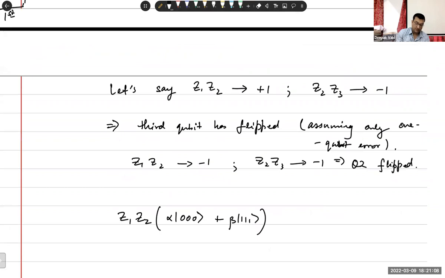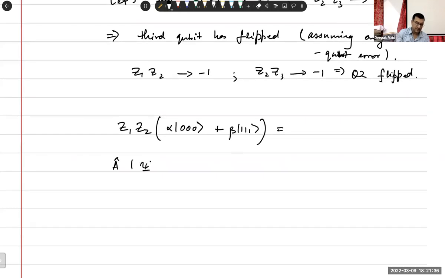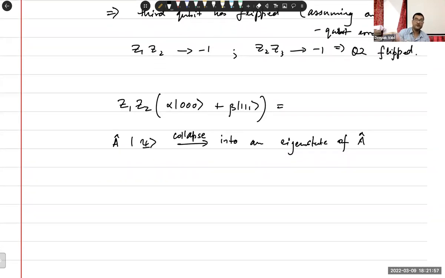And what is the answer? This is an eigenstate of Z1 and Z2, right? So if I act on this with Z1 and Z2, will the state collapse into something else? No. Why? Because it's already in an eigenstate of the operator that is being measured. So if you measure an operator A on some state psi, what does the measurement postulate tell you? The measurement postulate tells you that the state collapses into an eigenstate of A, right? But if you are already in an eigenstate of A, then your state will not be changed. So this is the sense in which these measurements are not changing our state.